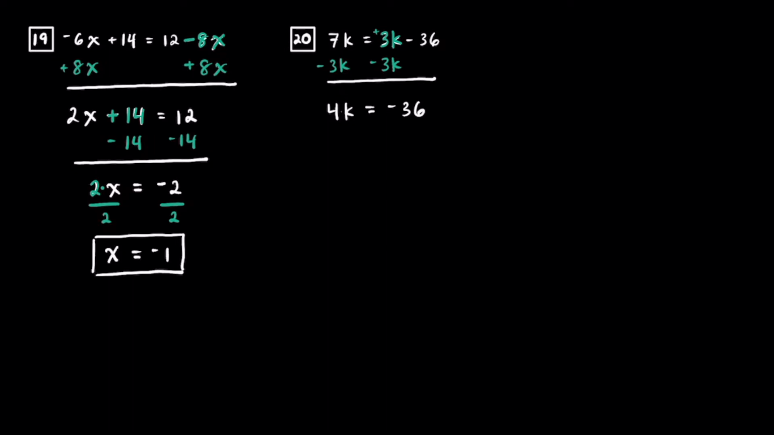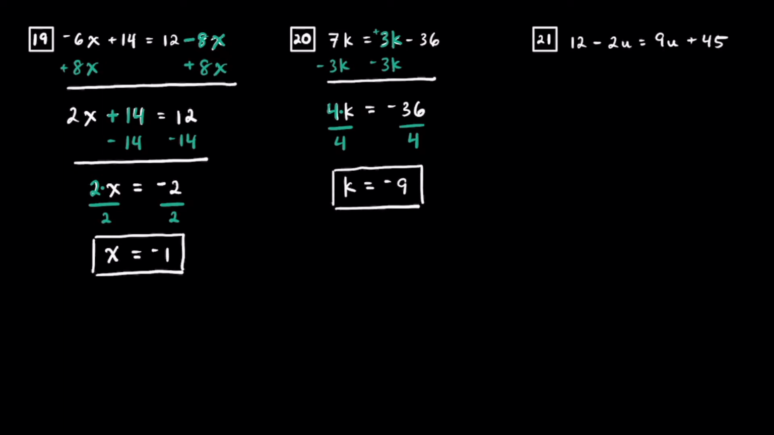Okay. We want k alone, so this 4 that's in front, that's multiplying. Let's go ahead and divide by 4, so we get a coefficient of 1. And so if we do that, we're going to get 1k, or just k, is equal to, and 36 divided by 4 is equal to 9. So negative 36 divided by 4 is equal to negative 9. Okay. There's our solution to this equation.